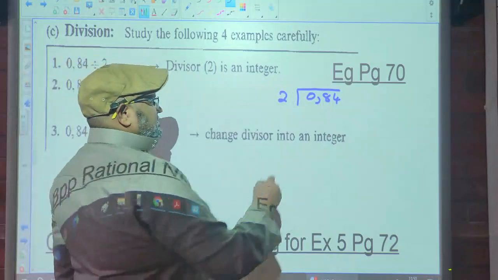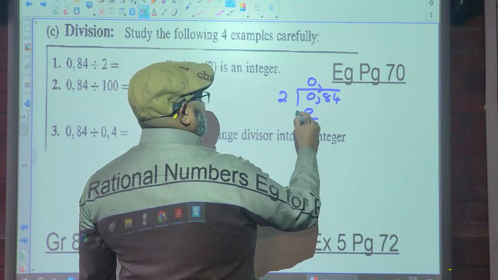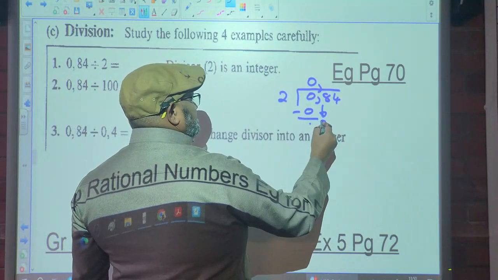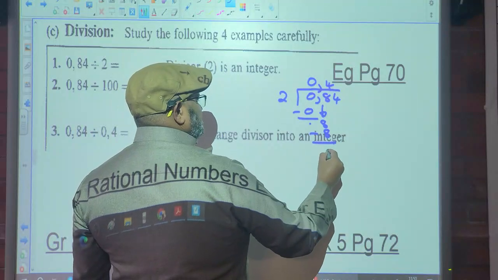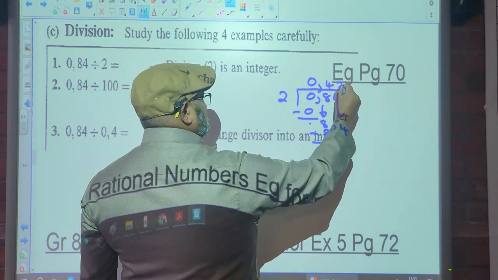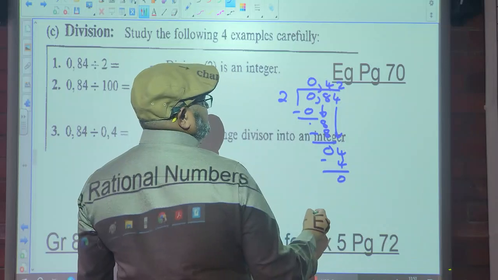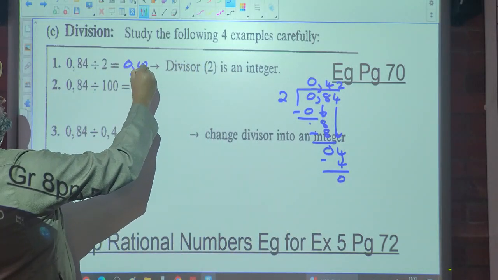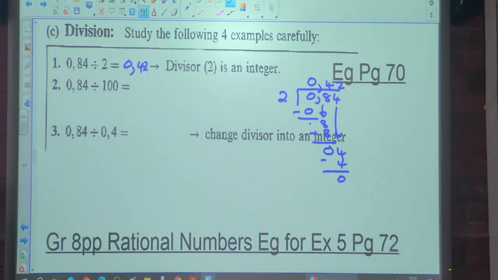Yes. So 2 goes into 0, no times. 0 times 2 is 0, minus gives you nothing. Bring down the 8. 2 going into 8, 4. 4 times 2, 8, minus 0. Bring down the 4. 2 going into 4, 2. 2 times 2, 4. So in other words, this answer is 0,42. Here we are told the divisor 2 is an integer. Okay.